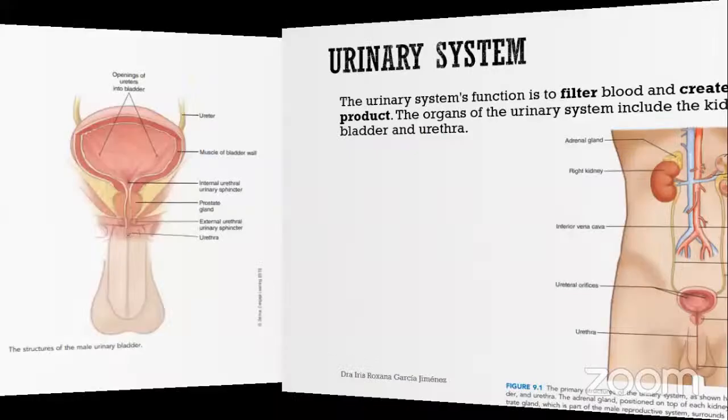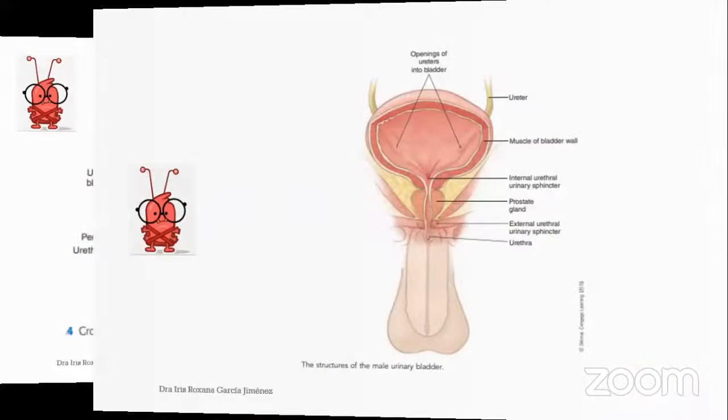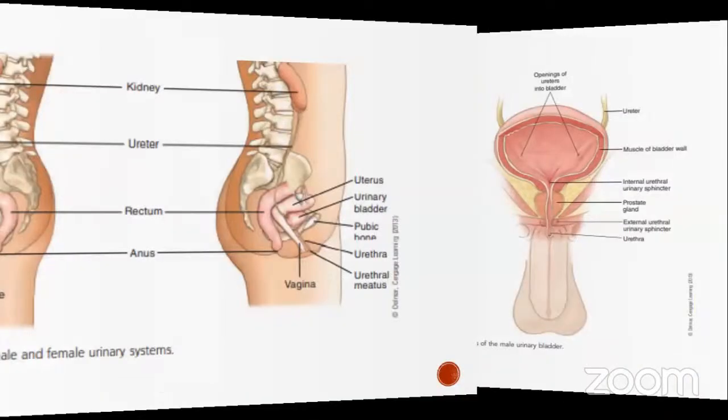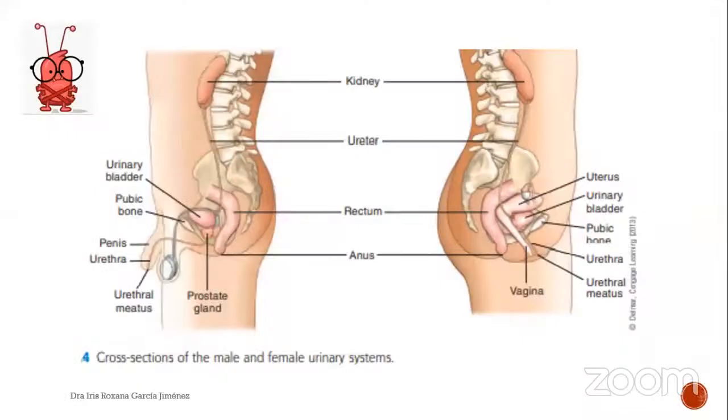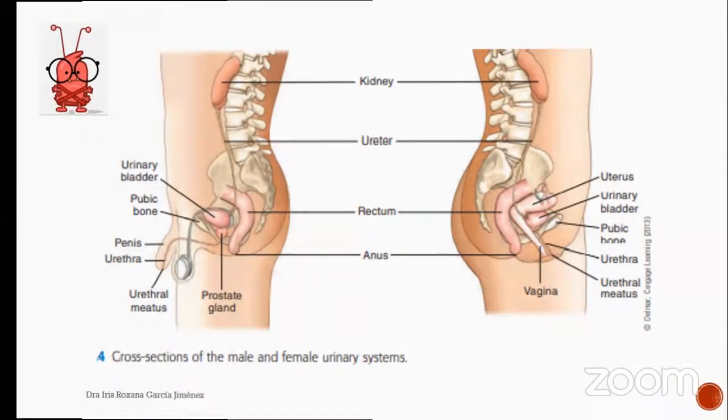We have details of the bladder. More details and differences in a cross-section between female and male urinary systems. Consider these differences and the vocabulary that is in there.